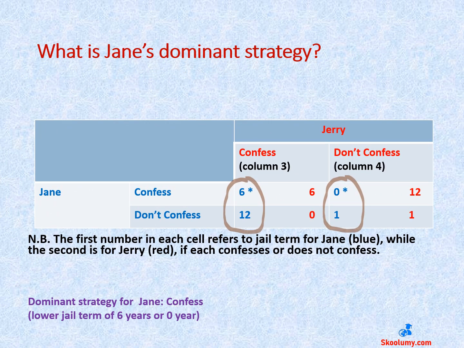What is Jane's dominant strategy? A dominant strategy is the most favorable choice for a player, regardless of the actions of the other player. It is the best choice Jane can make, because she is unsure whether Jerry will confess or not. If Jerry confesses but she doesn't, she will get a maximum jail term of 12 years while Jerry will be released. She gets 6 years if Jerry confesses and she confesses. She gets a 0 jail term if Jerry does not confess but she confesses. The best strategy for her is to confess. She will end up getting a jail term of 6 years or 0 year. This is her dominant strategy.